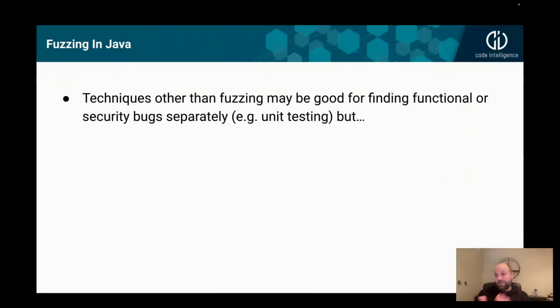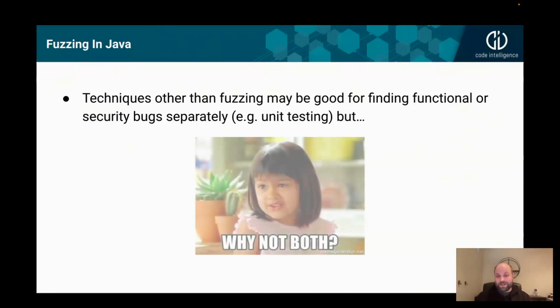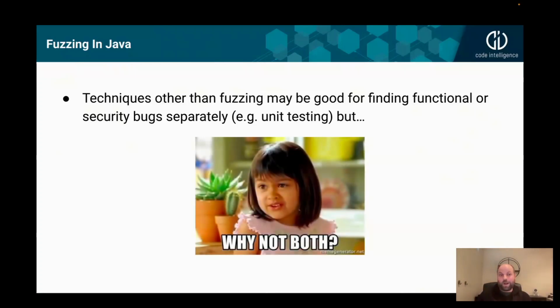There are a whole plethora of security tools like scanners and proxies to reveal security issues. But the good thing about fuzzing is, if you use fuzzing, why not look for both? Why not try to find functional and security bugs at the same time? In this world of shifting left and focusing on development, why not look for both?